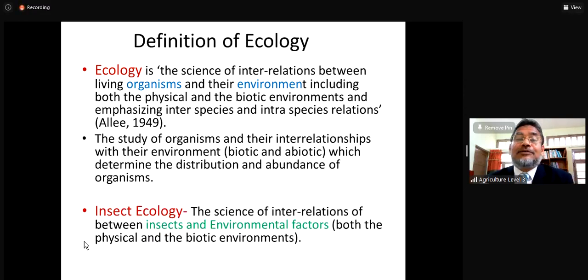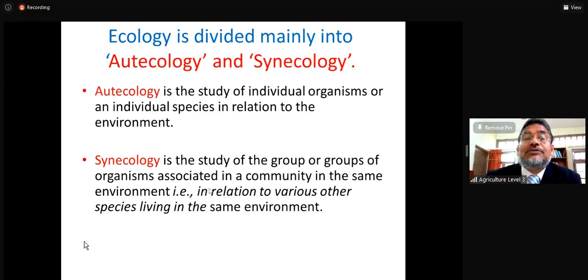what is insect ecology? This is the general definition of ecology I told you. Insect ecology: when the insect interacts with the environment, that is called insect ecology. The science of interrelations between insects and environmental factors, both physical and biotic environments, physical and biotic. I'm coming to that physical and biotic.